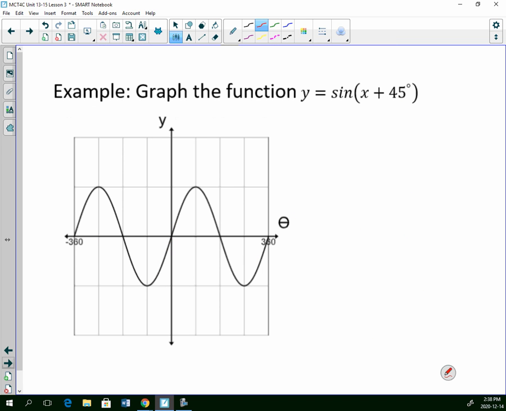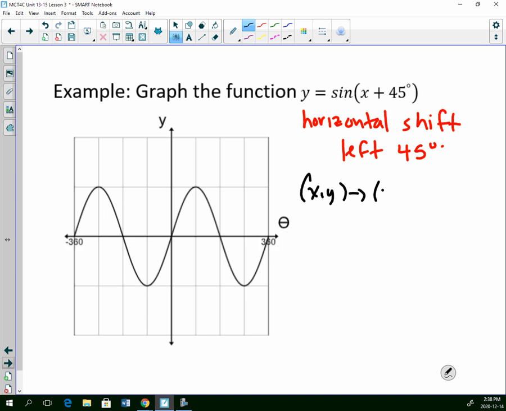Okay, so this one is going to the left. So this is a horizontal shift. So remember, it's always the opposite with x. So it's a horizontal shift to the left, 45 degrees. So my mapping notation would be x minus 45 degrees because we're going left, and y will stay the same.